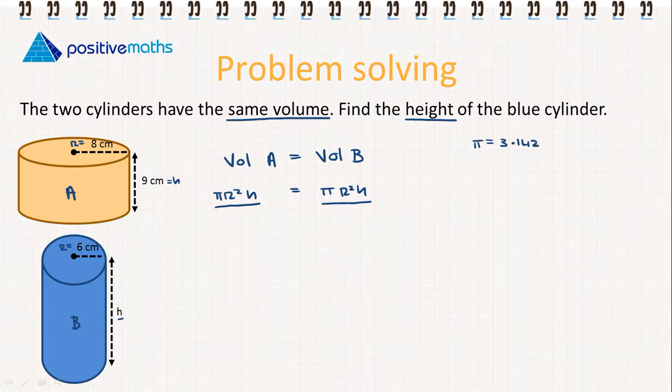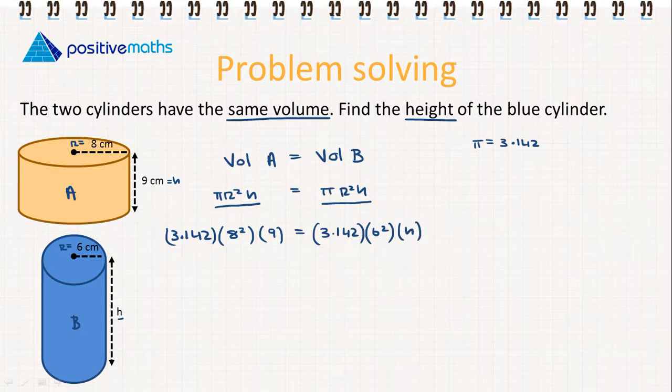So, similar to before, we identify the information we're given, we write out the formula we need to use, and now we're going to fill in the values that were given. So, we have 3.142 multiplied by radius squared, so that's 8 squared for the first one, multiplied by 9. This is equal to 3.142 by a radius squared. This time it's 6 squared and h.